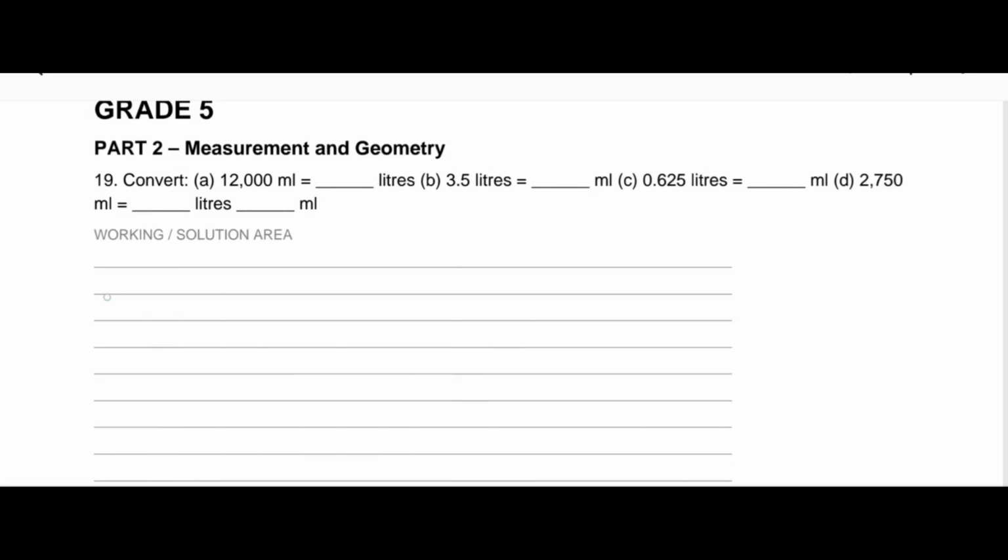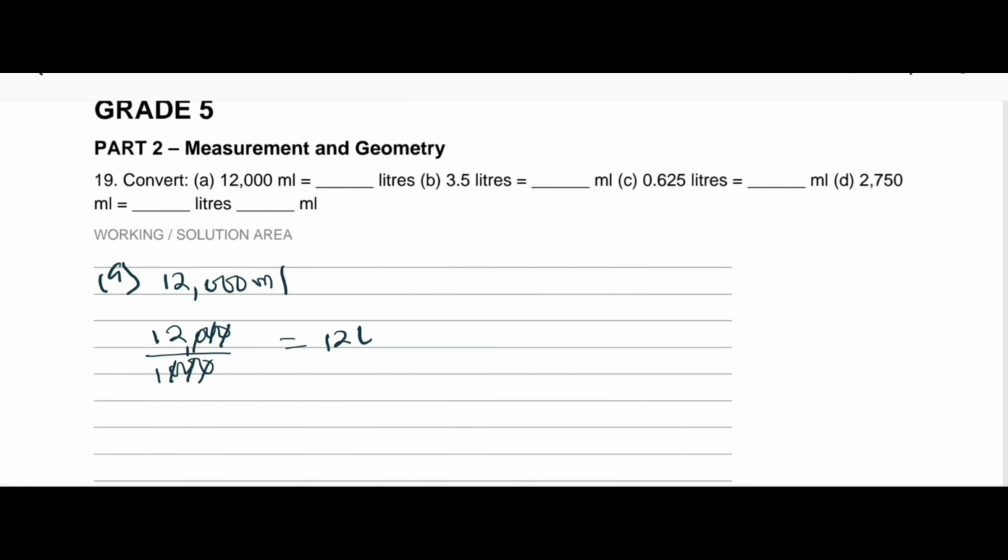Now, A, we have been given 12,000 milliliters, and we have to convert it into liters. To convert from milliliters to liters, you divide the figure in milliliters by 1,000. So this will be 12,000 divided by 1,000. The 3 zeros will cancel out. So that will give you 12 liters. Do you understand?